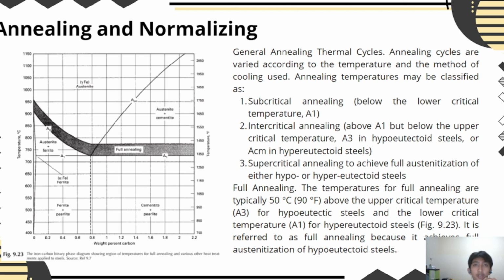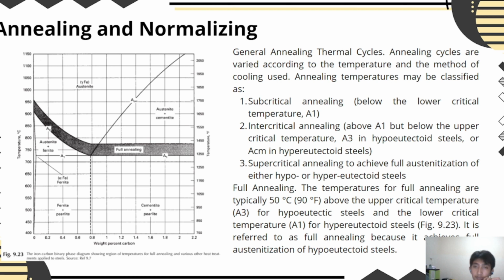Next is annealing and normalizing. General annealing thermal cycles. Annealing cycles are varied according to the temperature and the method of cooling used. Annealing temperatures may be classified as, first, subcritical annealing, or below the lower critical temperature A1. Two is intercritical annealing, or above A1 but below the upper critical temperature, A3 in hypoeutectoid steels or ACM in hypereutectoid steels. And three is supercritical annealing to achieve full austenitization of hypo- or hypereutectoid steels.